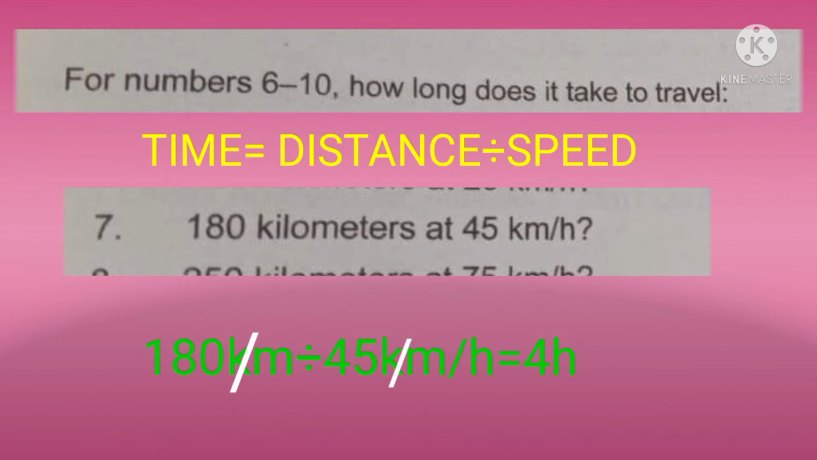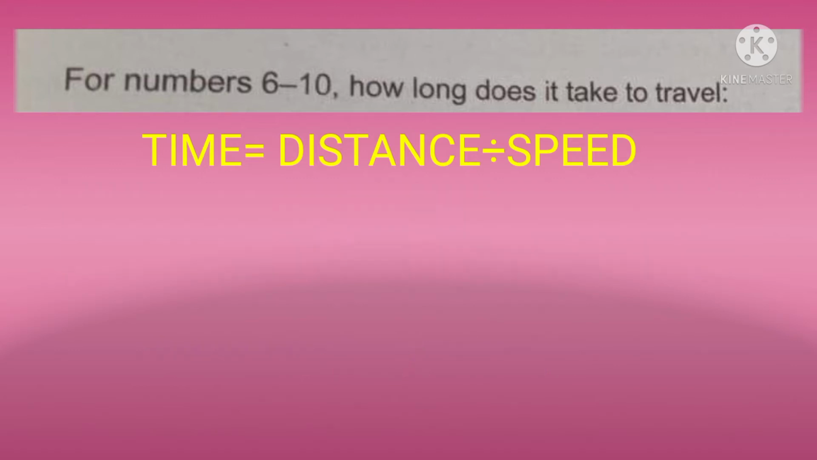Number 7, 180 kilometers at 45 km per hour. The distance here is 180 km and the speed is 45 km per hour. So 180 km divided by 45 km per hour is equal to 4 hours.